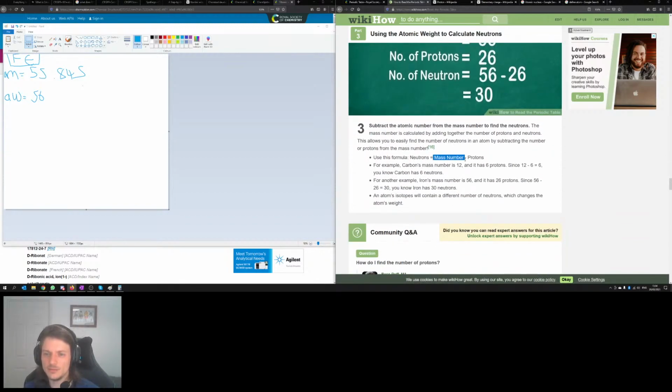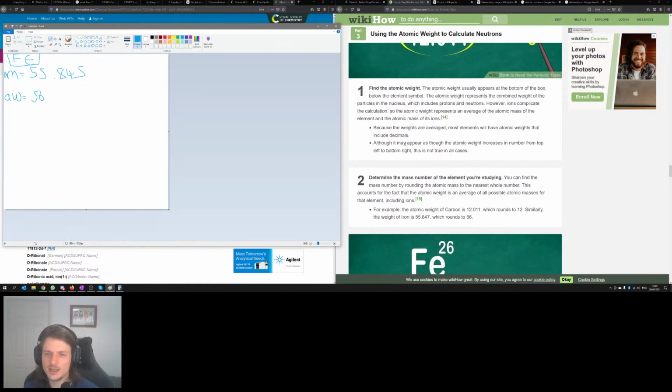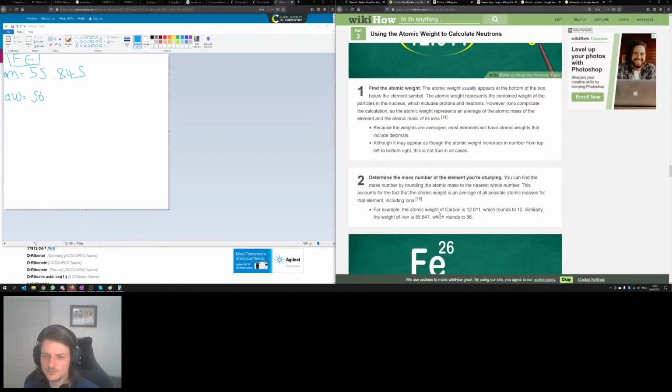Neutrons is equal to the mass minus the protons, which should be the mass. It says the atomic mass is the nearest number. That's the atomic weight, yeah.